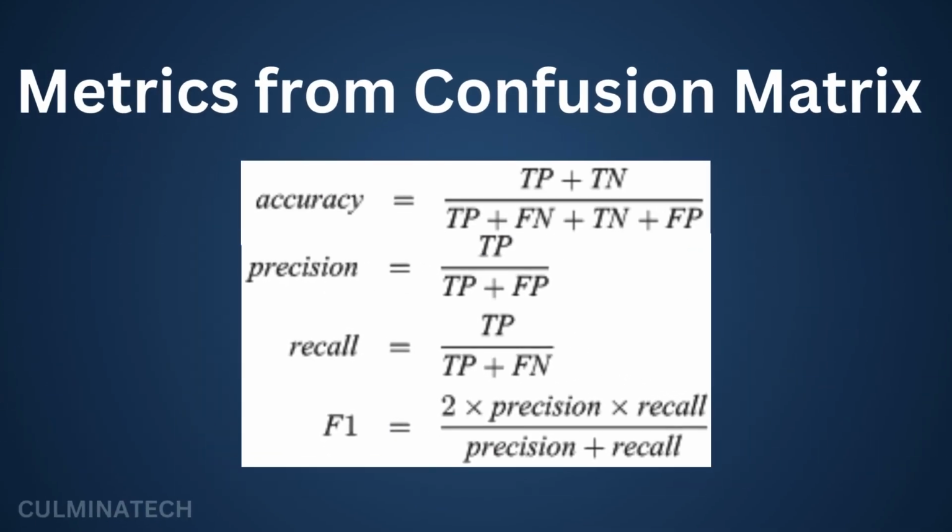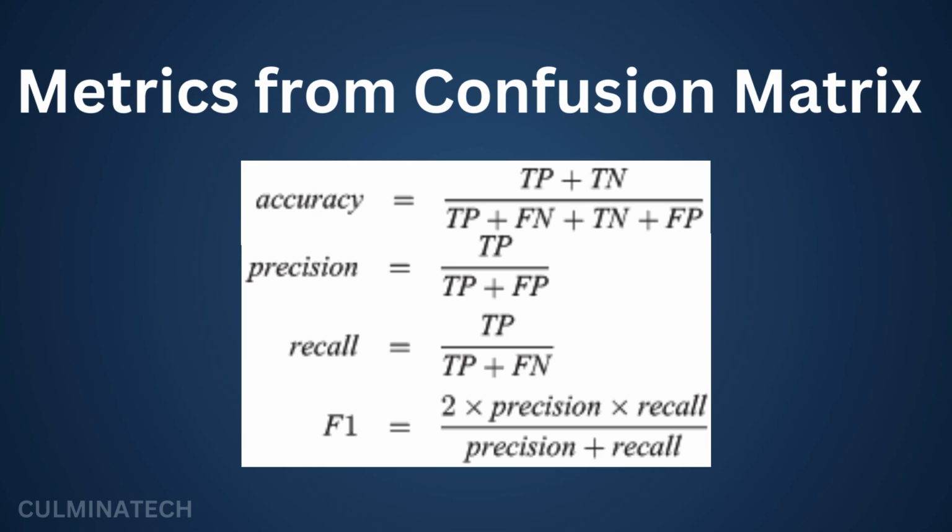Remember our different metrics? You had accuracy, precision, recall, and F1 score. And there are different ways that you can calculate these, and that's how you use the confusion matrix. If you want to calculate accuracy, that is true positive plus true negative divided by true positive plus false negative plus true negative plus false positive. So basically true positive plus true negative divided by everything you have in your data set.